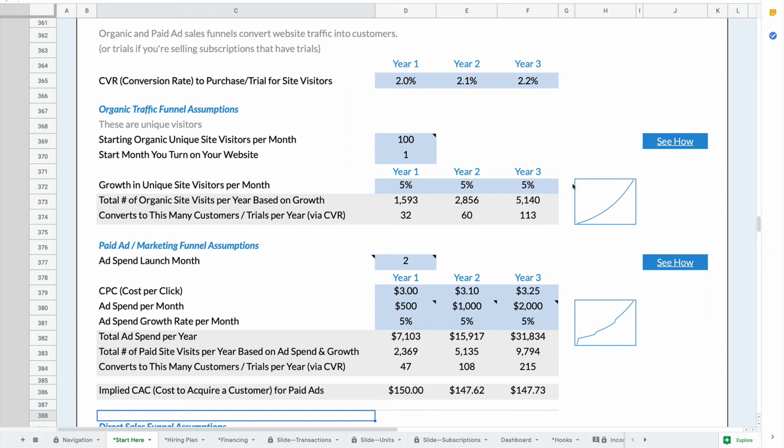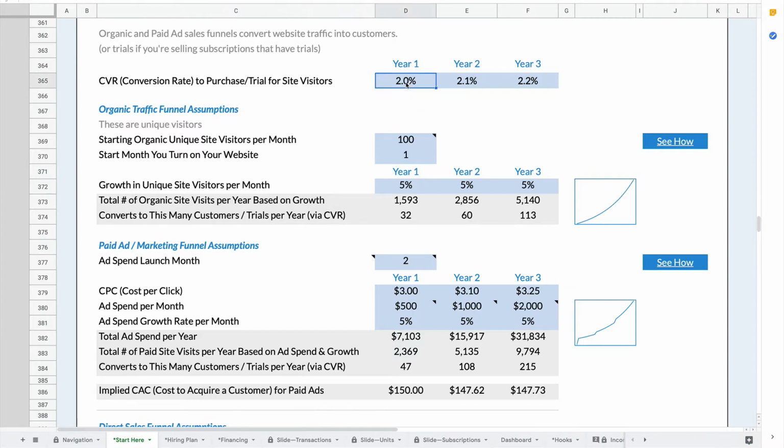This is Mike Lingle from Rocket Pro Forma, and today we're going to talk about organic and paid ad sales funnels, which basically means visitors come to your website and they convert into customers. One thing we're going to do is set the conversion ratio, and that's of the people who come to your site and visit your site, how many of those convert into customers.